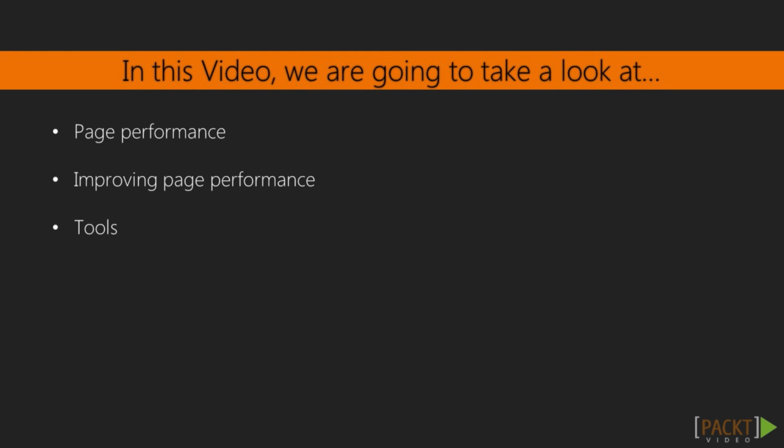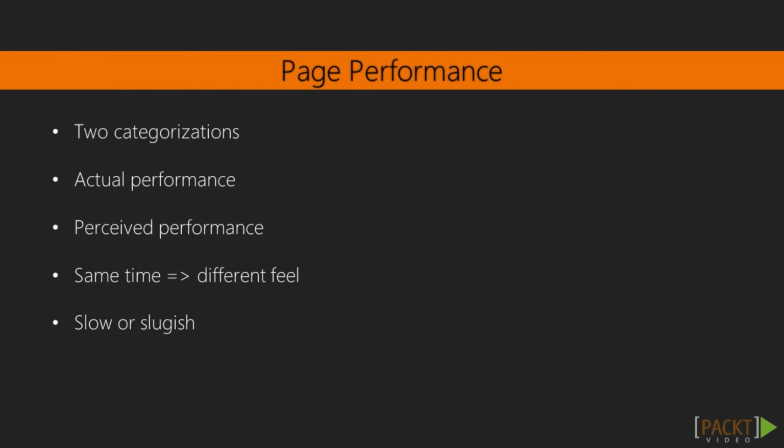Now, let's learn what is page performance, how to improve it, and tools to analyze it. There are two ways the page performance could be categorized. The actual performance is how fast everything loads and is ready for work. The perceived performance is how it looks to the user.